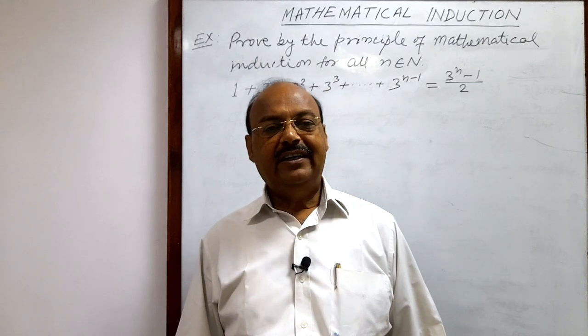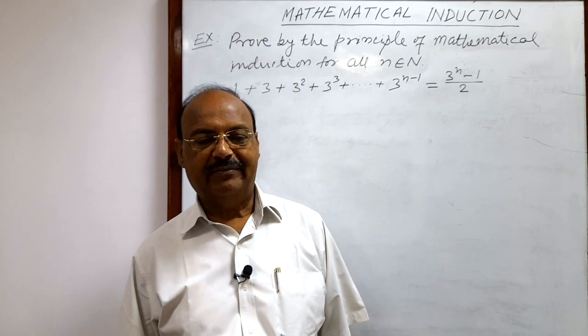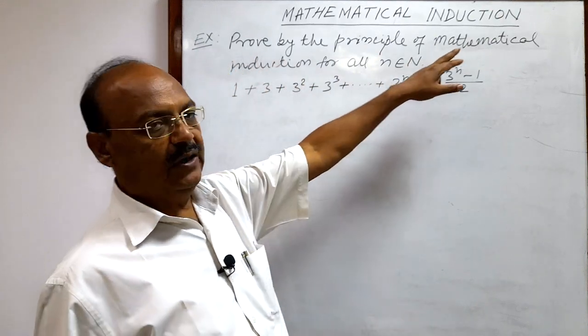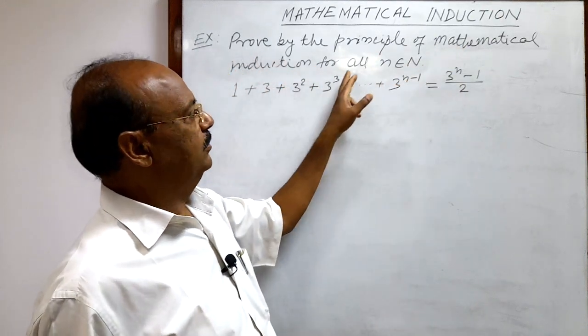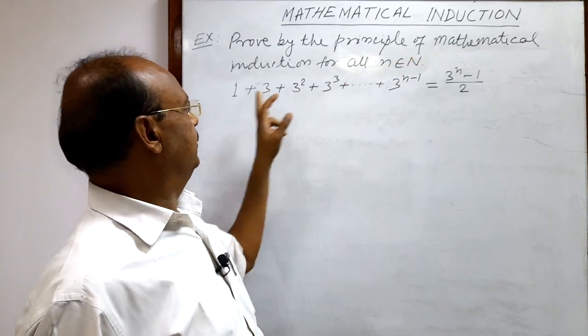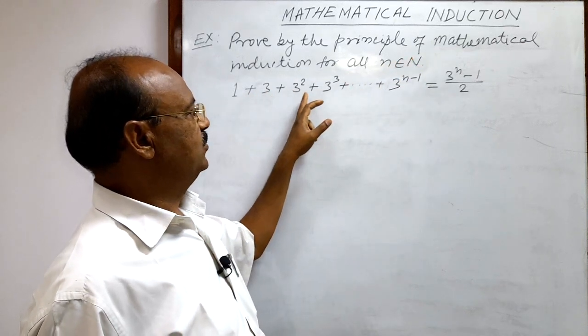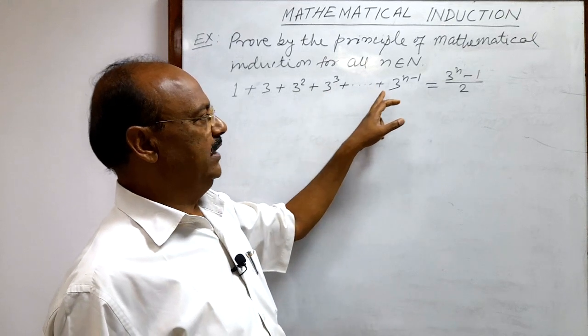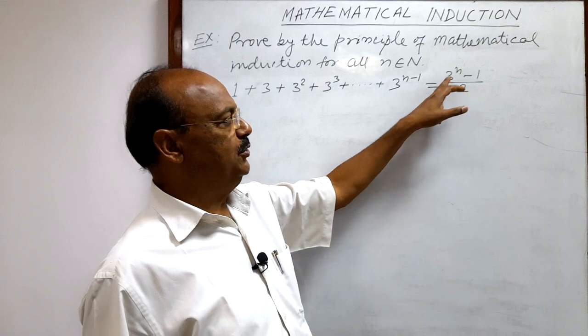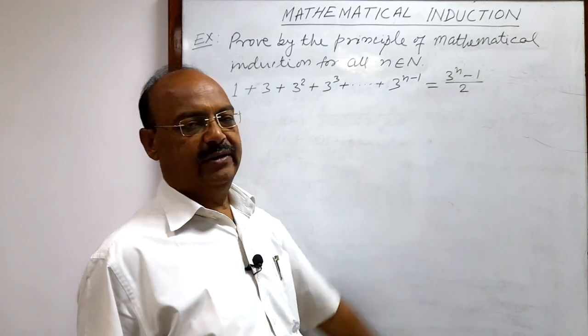Here let us see a very important question from the chapter Mathematical Induction. The question is: prove by the principle of mathematical induction, for all n belonging to the set of natural numbers, the statement 1 plus 3 plus 3 square plus 3 cube up to nth term 3 to the power n minus 1, is equal to 3 to the power n minus 1 divided by 2.